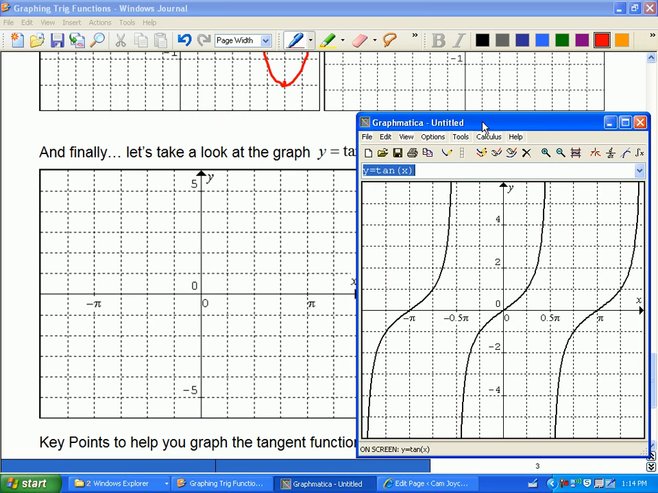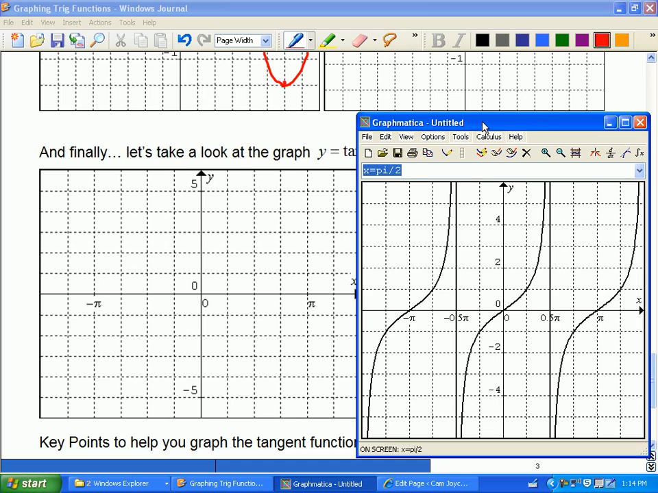Now, has anybody heard of an asymptote before? Asymptote? Yeah, okay. So there are asymptotes on this graph. I'll show you what they look like. There's one at negative pi over 2. And it looks like that. And then there's another one. In fact, there's many asymptotes on this graph. But that's one of the key things we're going to need to know about.